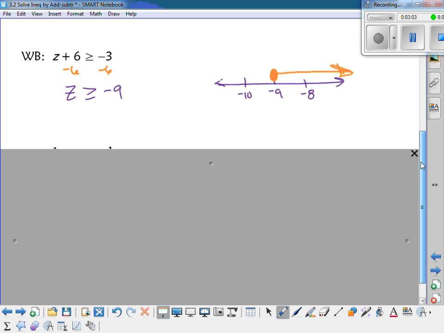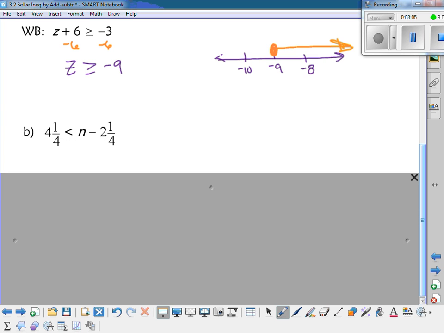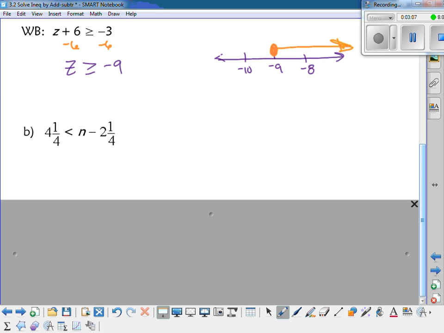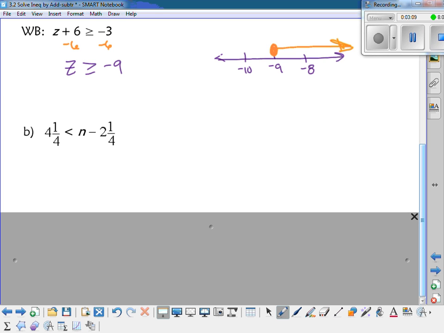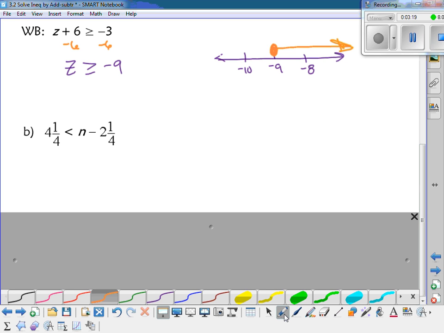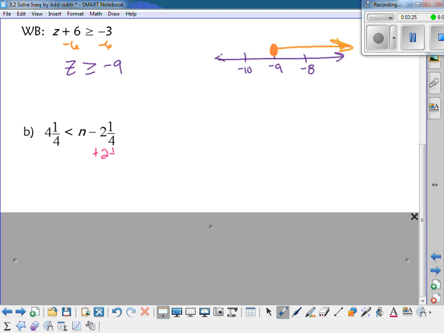All right, this next one is for your notes. I have 4 1/4 is less than n minus 2 1/4. So I want to get the n alone. And so in order to do that, I will add 2 1/4 to both sides. Okay, so 2 1/4 plus 2 1/4.